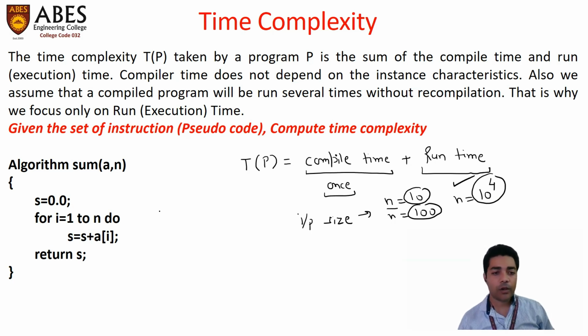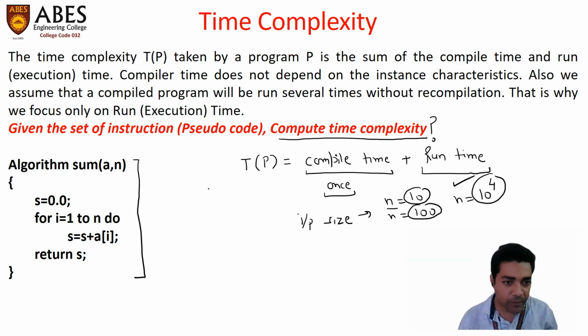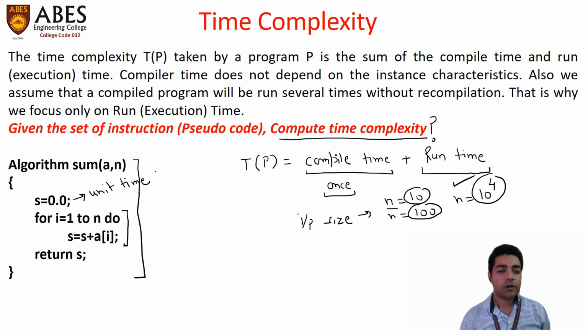So I need to know, depending on the input, what is the time taken by our algorithm or by our program. I have just written a simple code of adding numbers, and I have to calculate the time complexity. This is the question here: compute the time complexity of this code. If you see closely, the major time taken by a program is in the loops. I've just declared s is equal to 0. This will take unit time, so this is not of any consequence.